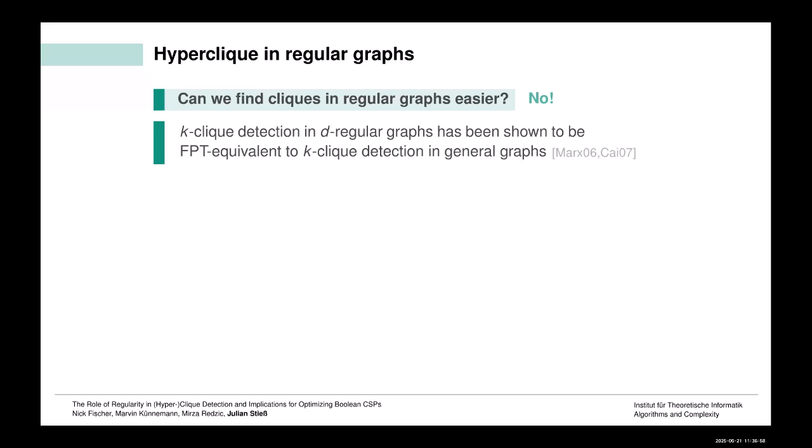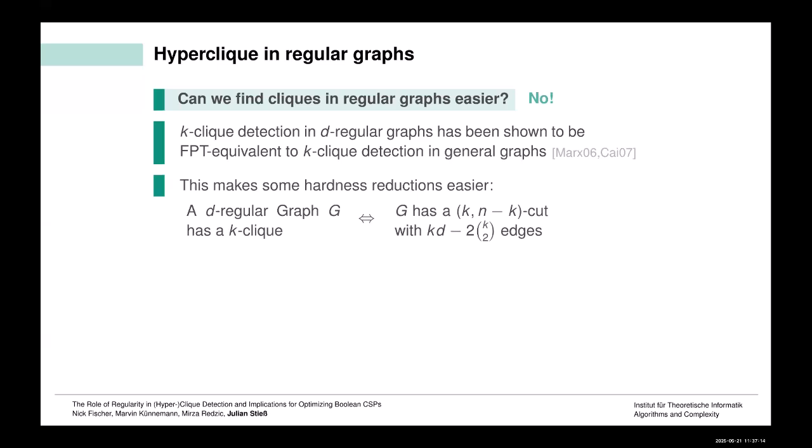I guess it's maybe intuitive that this does not help, but this is a nice result in the sense that we can now assume that finding K-cliques in regular graphs is hard as well, which, for example, lends some help for some reductions. A relatively straightforward reduction would be that a d-regular graph G has a K-clique if and only if G has a K, n minus K cut with some fixed amount of edges. Here a K, n minus K cut is basically a cut where we consider the size of the vertex partition cut. And to see this a bit easier, here's a small example.